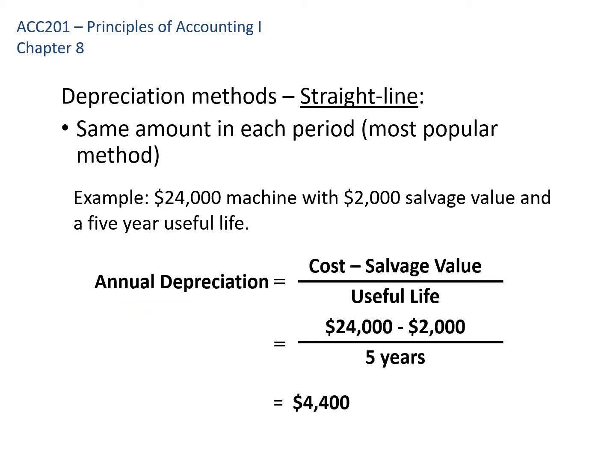So in this first case, let's look at straight line. The straight line method is going to produce the same amount of depreciation in each period. So in this example here, we have a $24,000 machine that has a $2,000 salvage value and a 5-year useful life. So the annual depreciation is the cost minus the salvage value, which is the depreciable cost, divided by the useful life. So I have 24,000 minus 2,000, or 22,000 divided by 5 years. I'll record $4,400 per year of depreciation using this method.